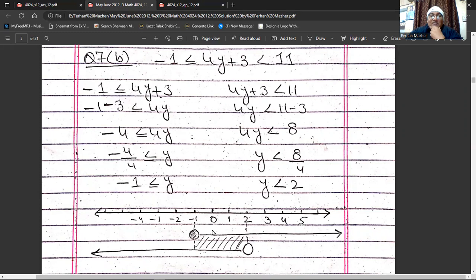And y is more than or equal to minus 1. So the arrow will be towards the right. And I will shade this circle because this is an equal sign here. So minus 1 is included in the solution.